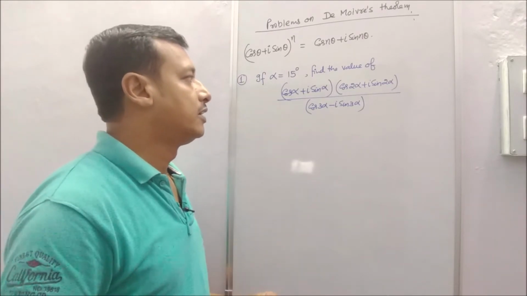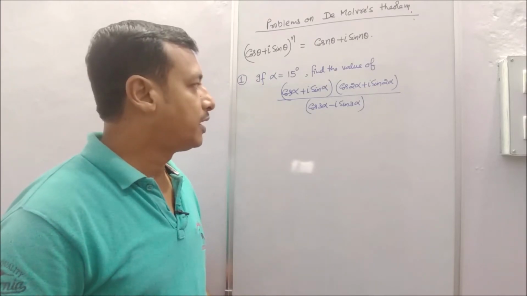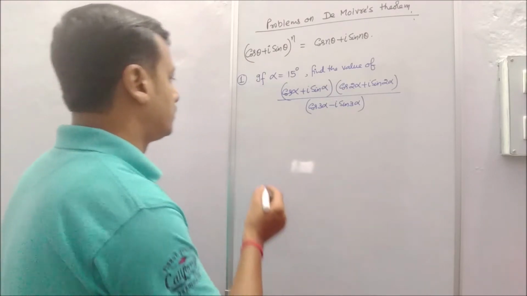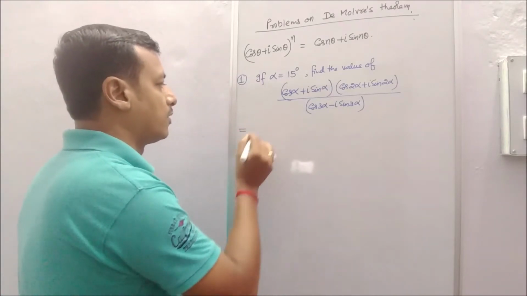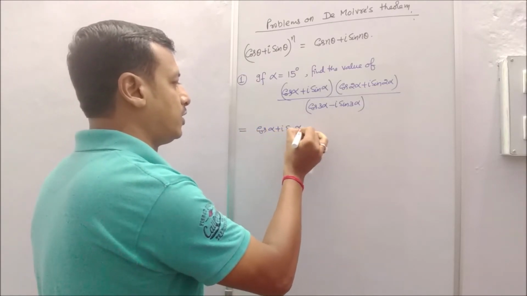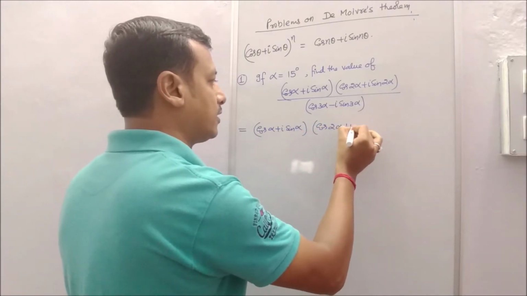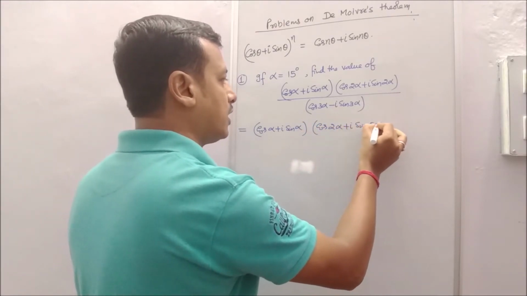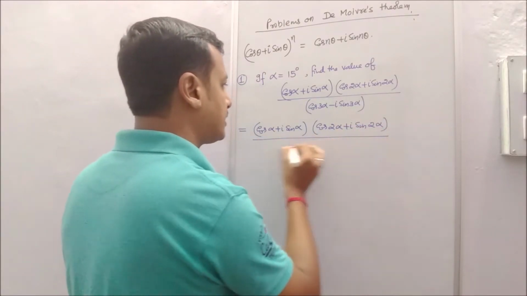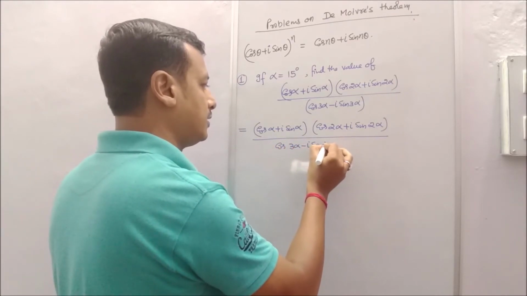sin alpha, cos 2 alpha plus I sin 2 alpha divided by cos 3 alpha minus I sin 3 alpha. So first we have to solve it using trigonometrical formula, and then we will use the de Moivre's theorem. So it is given that I sin 3 alpha.